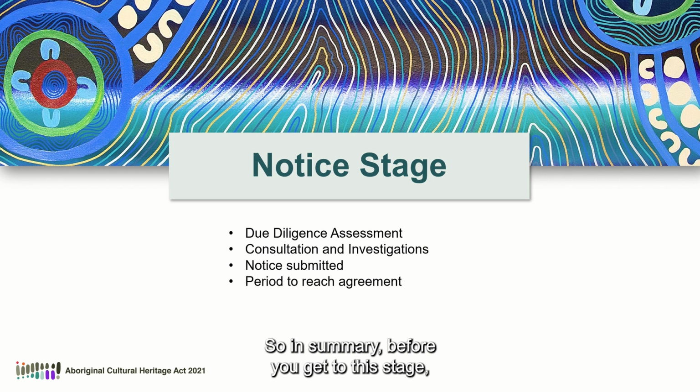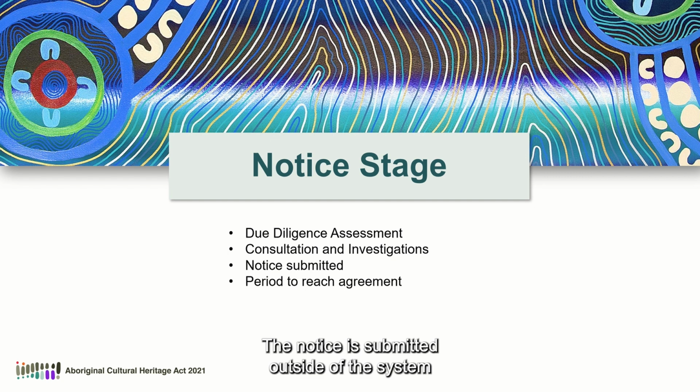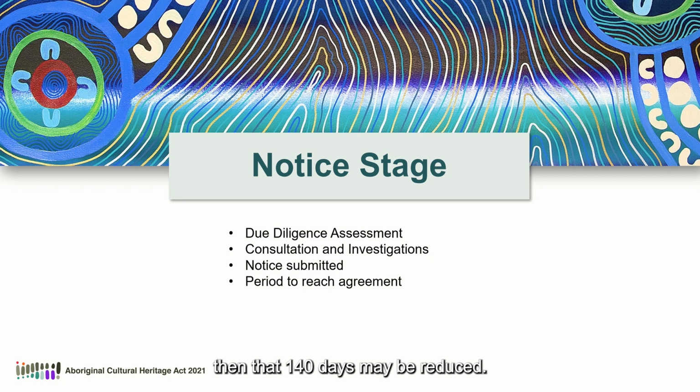So in summary, before you get to this stage, the first thing that would have happened is you realize you need to do a tier 3 activity, that moderate to high level disturbance, and it is going to harm ACH, so it is within ACH. Consultation and investigations have occurred to develop the plan. The notice is submitted outside of the system to the Aboriginal party. Then the notice is submitted internally to the system, and that starts that period to reach agreement on the terms of the plan, which is the 5 days plus 140 days. In situations where there is already agreement with the Aboriginal party, that 140 days may be reduced.